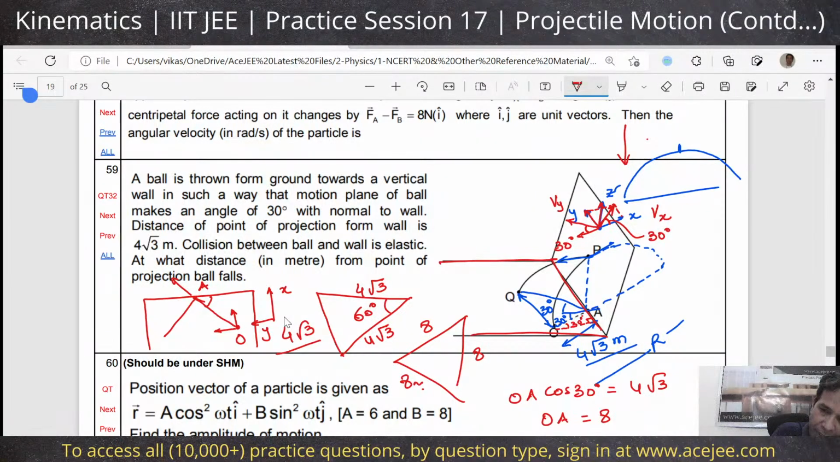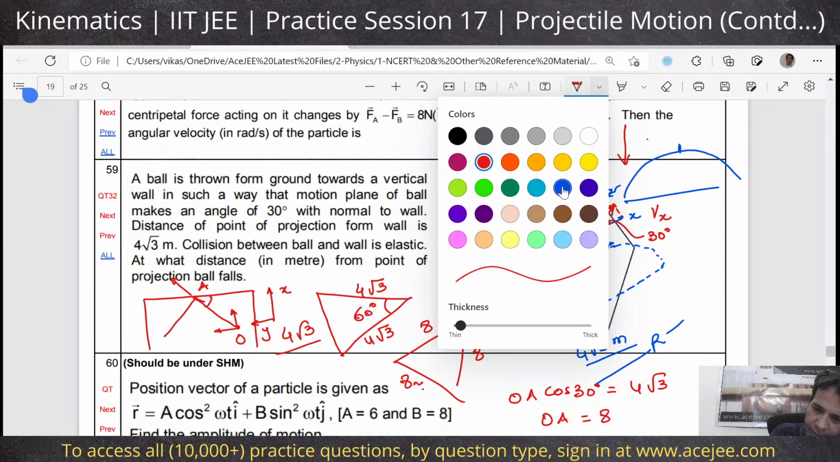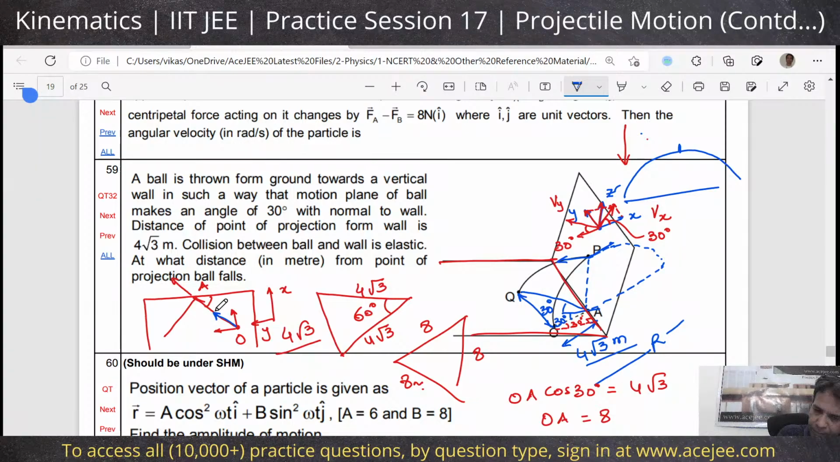And my velocity is in this direction. So what is this angle? Theta. Well, this is my Vy, this is Vx. So tan theta is Vy by Vx. Simple, no? After the collision, your Vx remains the same. Vy changes in direction, right? This becomes Vy. So this becomes a new V.